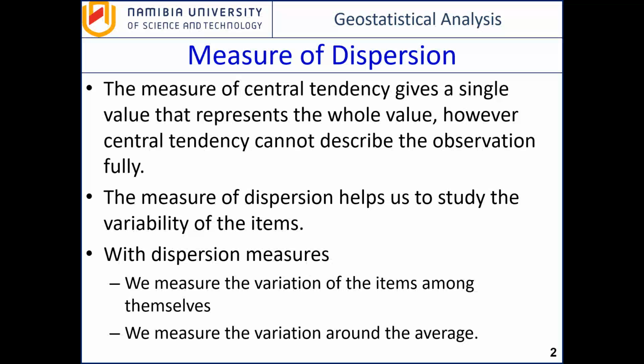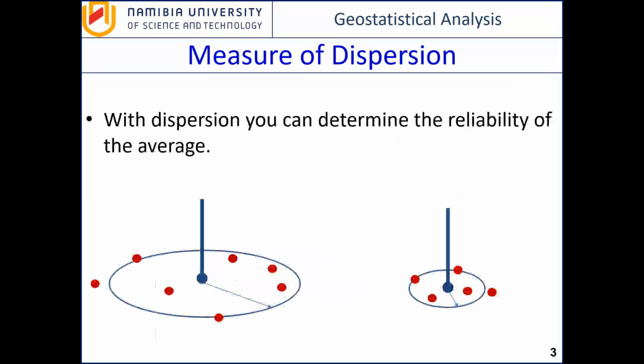For example, the population of students at NAST has a mean age of 23. But how is this population? Is it homogeneous, meaning all the students have more or less the same age, or is it heterogeneous, meaning that we have very old and very young students? I mean, we need this measure to basically complete the information about the population. And there are many applications.